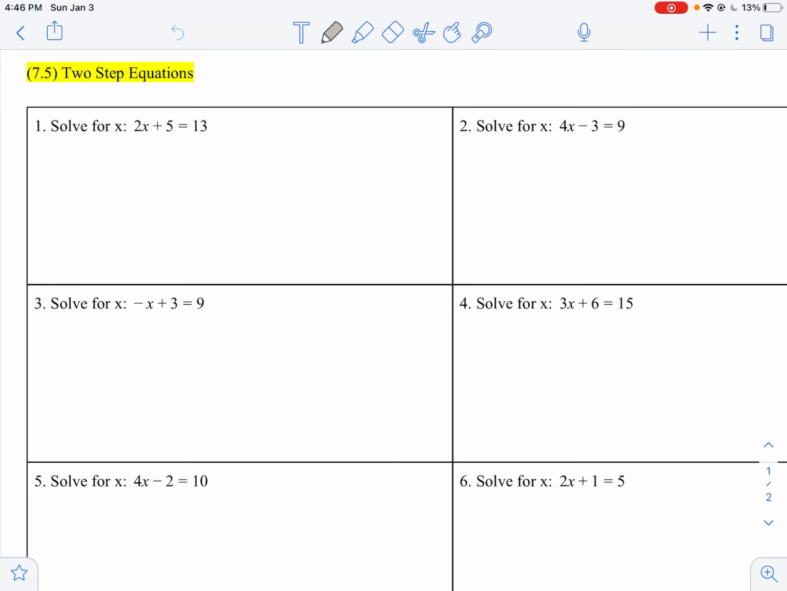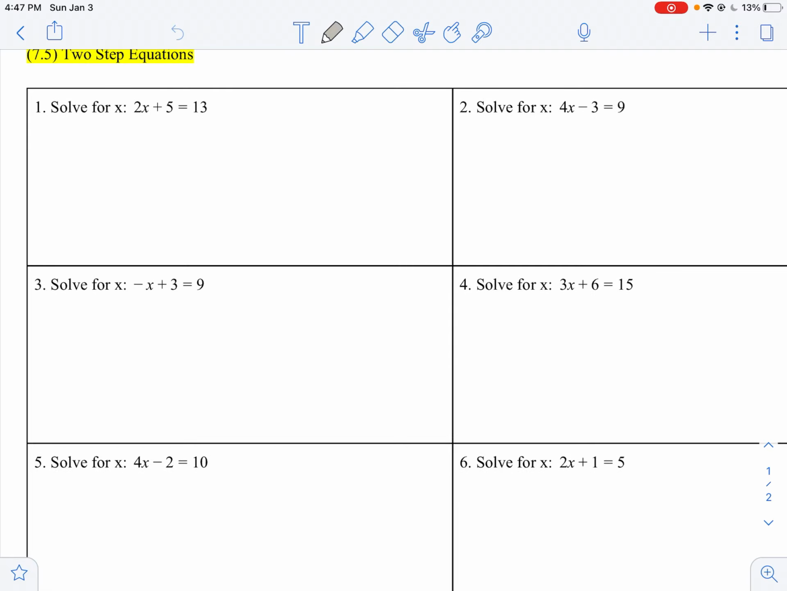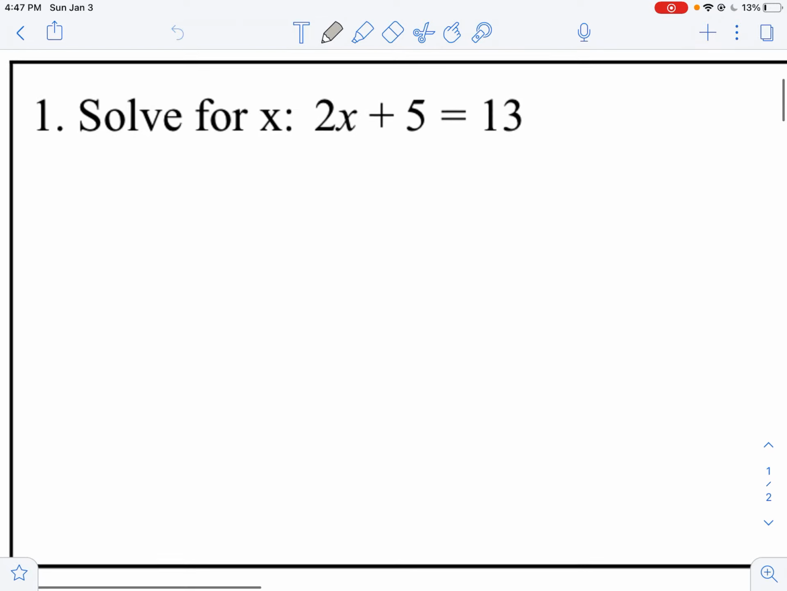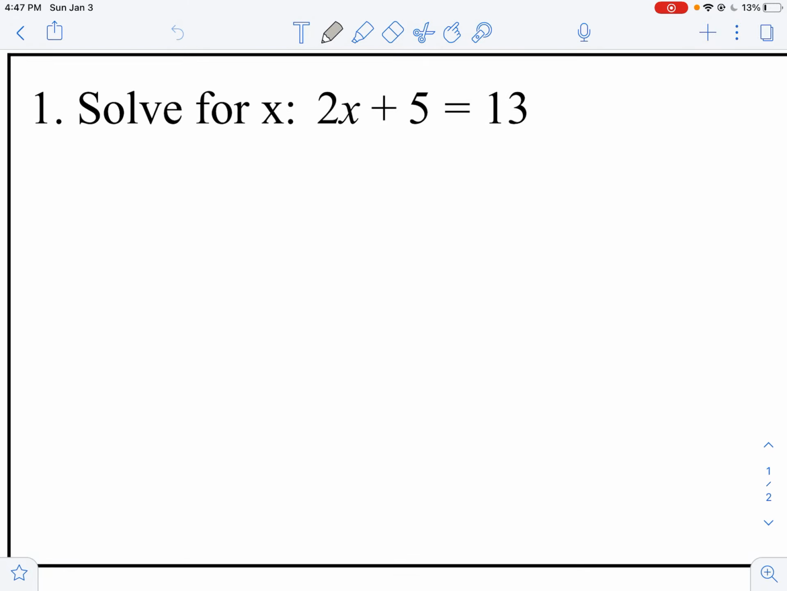In this last lesson, we are going to learn how to solve two-step equations, and we're going to dive right into a problem. On this worksheet, there's only one type of two-step equation, just so that we can get used to it for this year. And in the future, you will learn a few other types, also word problems.